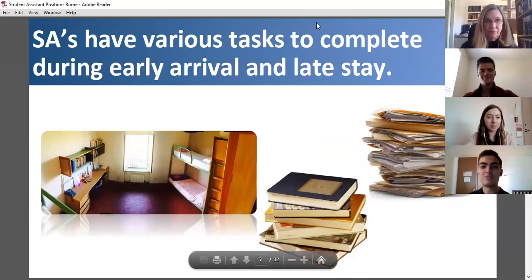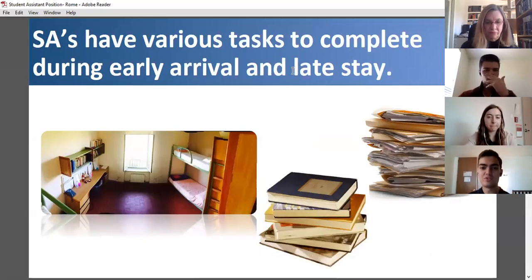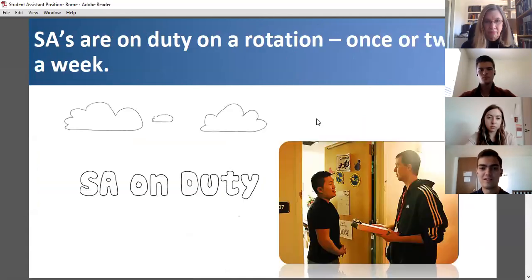And then as well, when you stay a day later, that also is just a really fun time to close out the semester, spend time just with you and the other Rome staff. And so both of these, the early arrival and the later departure were a lot of fun for me. Next slide, please. Essays are on duty on a rotation.